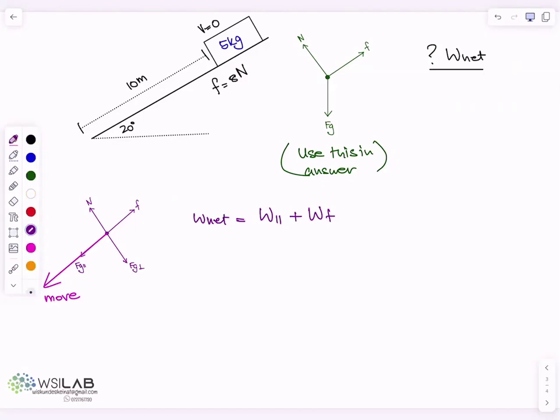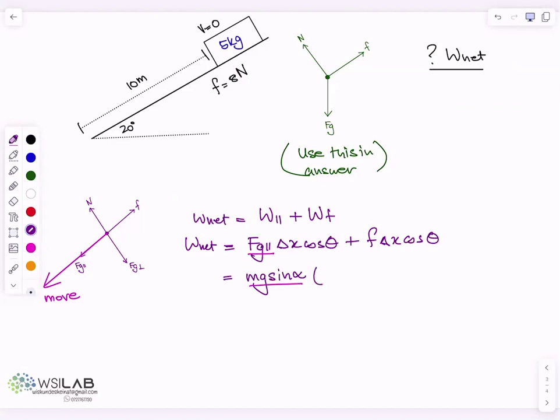Okay, so now the net work is the work done by the parallel force. Now the parallel force is what? It is FG parallel times the distance times cos theta, plus the work done by friction, which is the frictional force times delta x times cos theta. Now the parallel force is mg sin alpha. That's this. You don't have to write this down now. You can just look at what I'm doing and I'll give you some time to write it down. So that's mg sin theta.